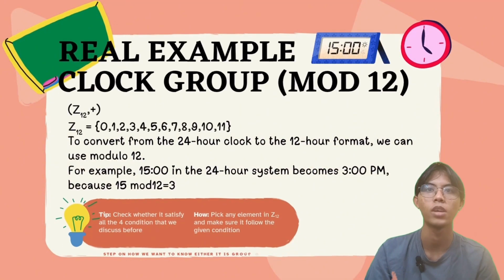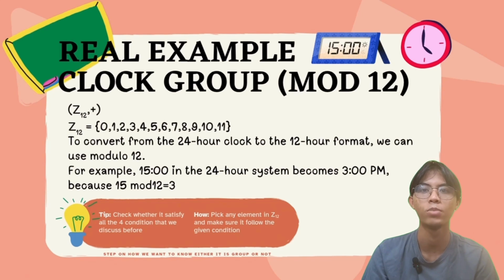So let's look at a familiar example, the hours on a clock. This is a group: the integers modulo 12. The set is 0 to 11, which represents the hours on a 12-hour clock. To convert from the 24-hour clock to the 12-hour format, we can use modulo 12. For example, if we have 15 in the 24-hour system, it will become 3 p.m., since 15 mod 12 is equal to 3.